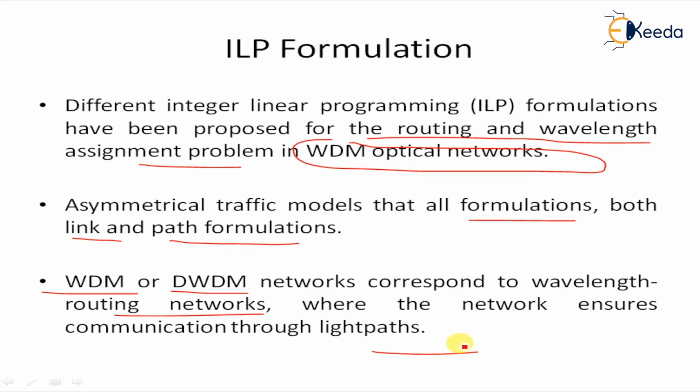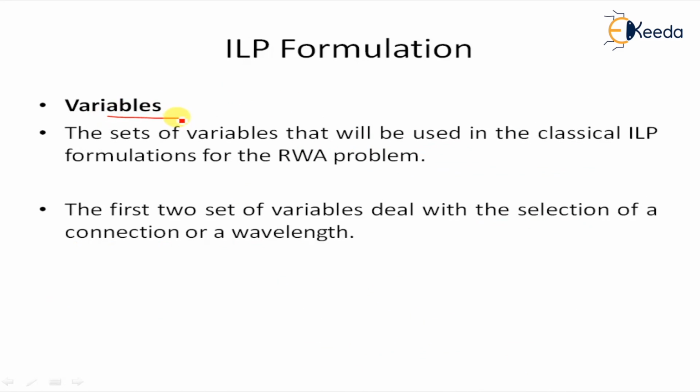For a particular set of connection requests and set of available wavelengths, the routing and wavelength assignment (RWA) problem aims at defining the set of light paths so as to accommodate all or most of the connections while optimizing a given objective function. Next, the variables: the set of variables that will be used in the classical ILP formulations for RWA problems.